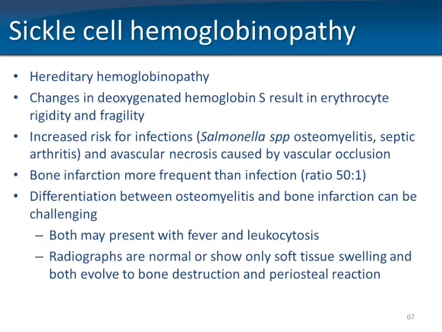So a few words on sickle cell hemoglobinopathy. Well, it's a hereditary hemoglobinopathy, and the changes in the deoxygenated hemoglobin S result in erythrocyte rigidity and fragility. And therefore, these people are at increased risk of infection, in particular Salmonella species, and avascular necrosis caused by vascular occlusion because these erythrocytes become rigid and fragile.